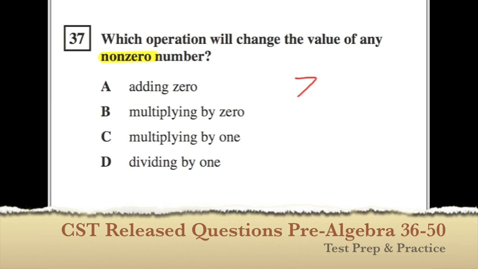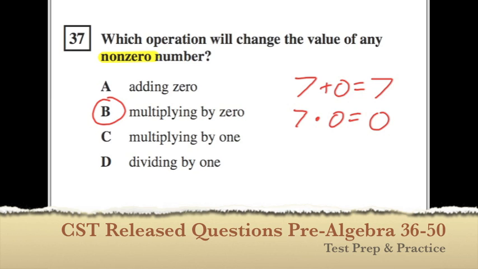So here we go. Let's go ahead and do A. Let's add 0 to it. So 7 plus 0, because we're adding 0, we know that equals 7. So as you can see, the value stayed the same. The 7 is still a 7. How about B, multiplying by 0? 7 times 0. Well, we know any number times 0 is 0. Hey, look at that. 7 now changed to 0. So I think it's B.